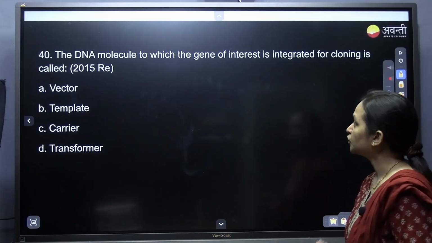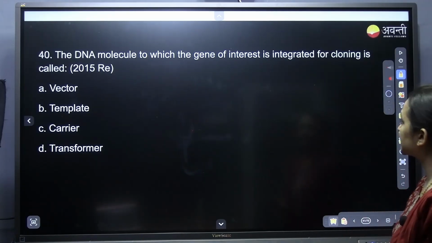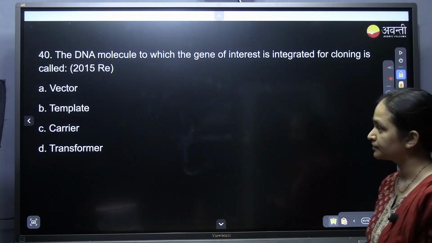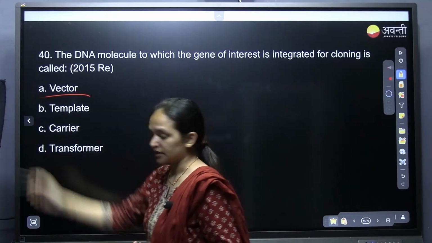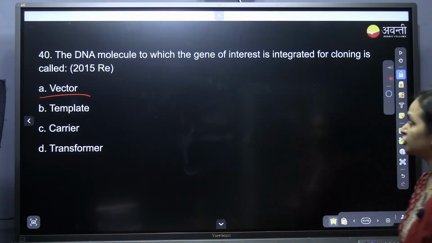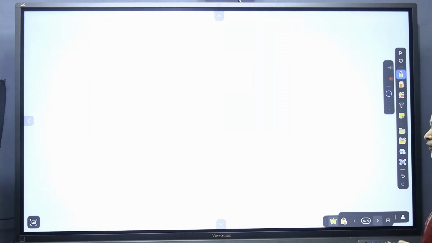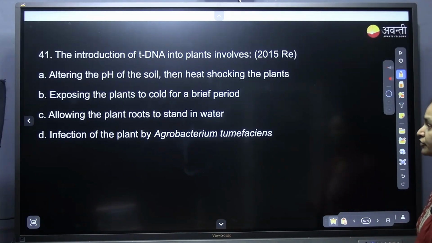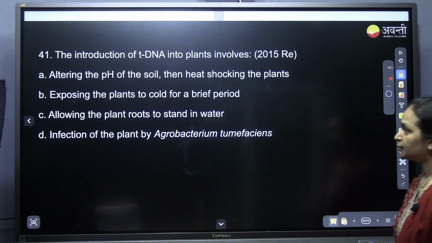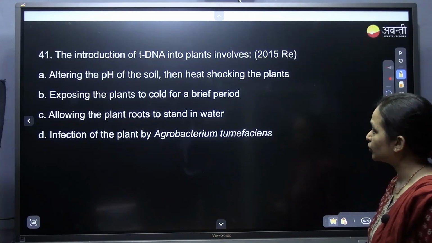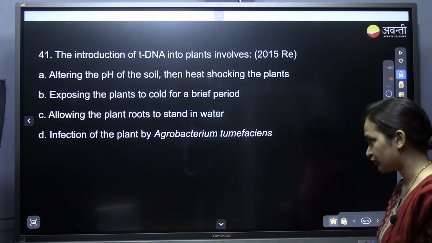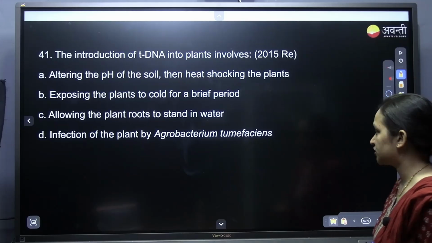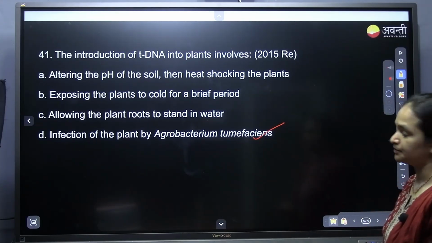The DNA molecule to which the gene of interest is integrated for cloning is called? For cloning, which one will be used? A vector. The gene of interest is cloned into a vector. The introduction of T-DNA into plants involves altering the pH of the soil, exposing the plant to cold, allowing the plant roots to stand in water, or infection of the plant by Agrobacterium tumefaciens. D is the correct answer for introducing T-DNA.